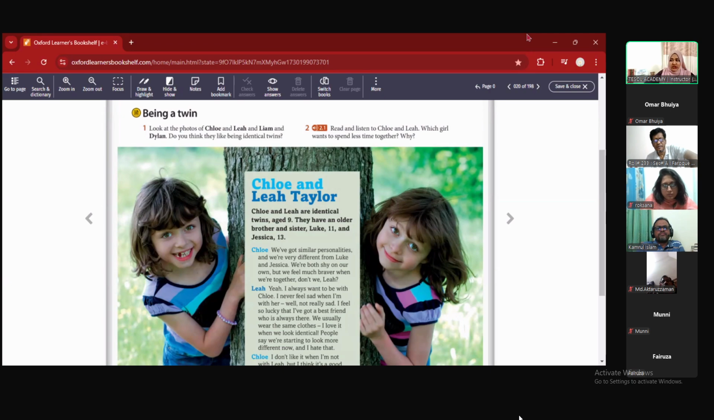Let's see what Chloe and Leah Taylor have to say about themselves. The topic here, their names we know, Chloe and Leah Taylor. They are identical twins, aged 9. They have an older brother and sister. The brother's name is Luke, he's 11, and the sister is 13. Let's listen to how they feel about each other, and then we can jump into other activities further, okay? So listen carefully.